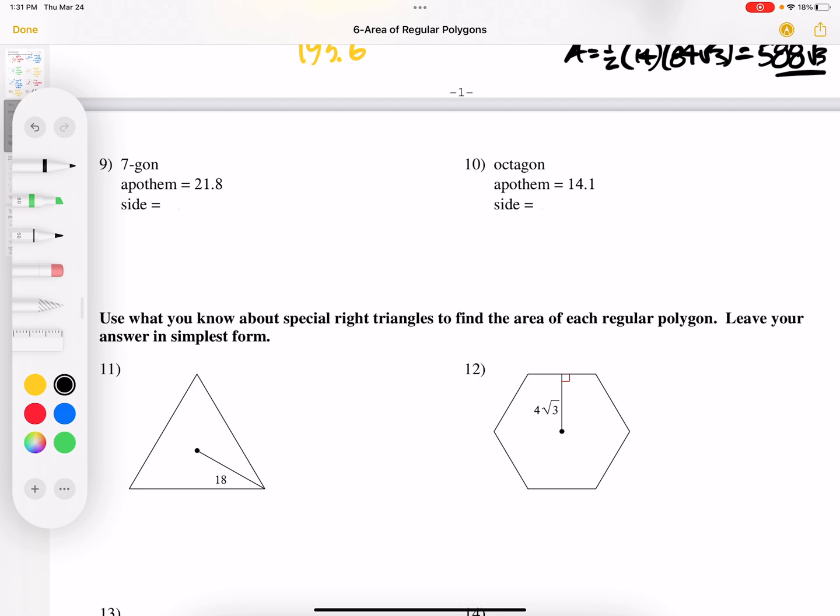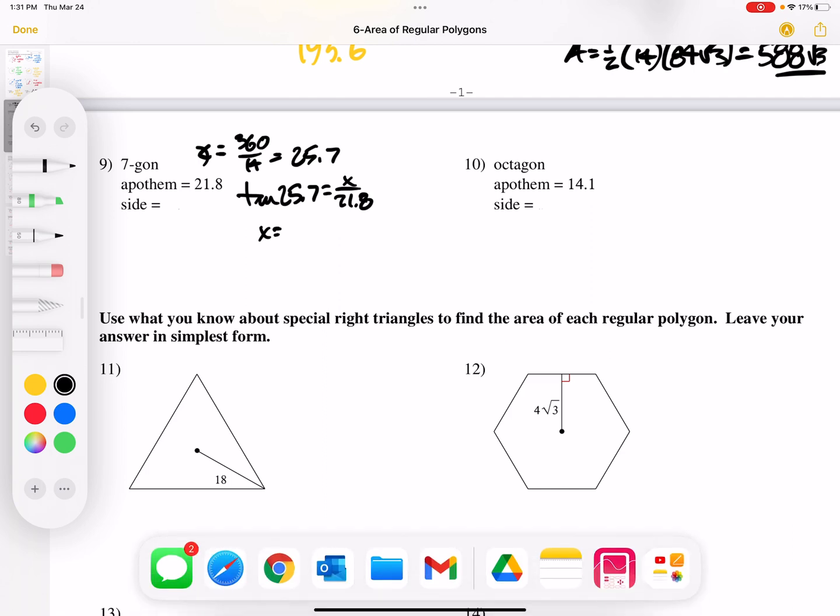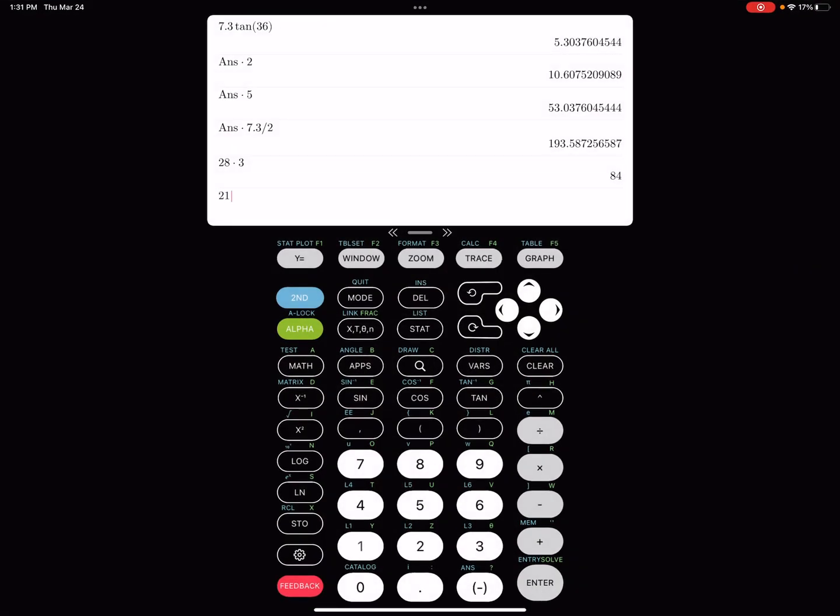Here we have a 7-gon, 7 sides. So remember, this angle is going to be equal to 360 divided by 14, which is about 25.7. So here I would say tangent of 25.7 equals x over 21.8. So my side length is going to be twice that. So here we go, 21.8 tangent of 360 divided by 18, that's just to give me the exact number, is 7.93.